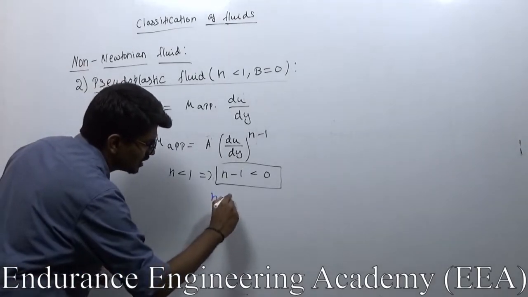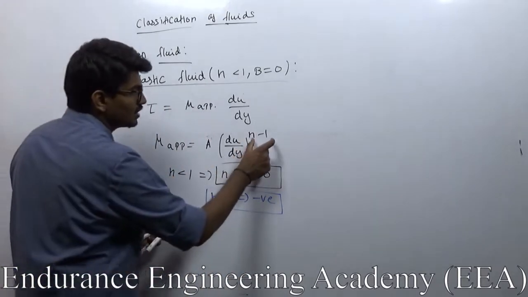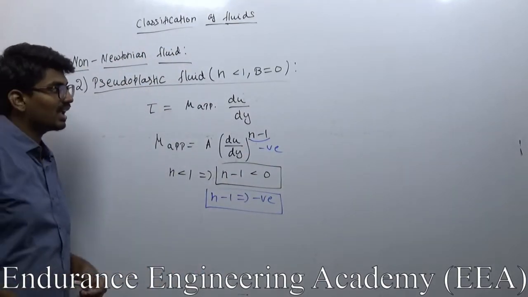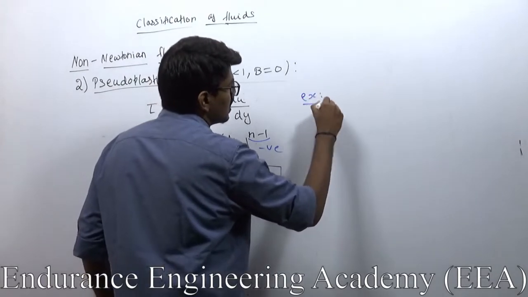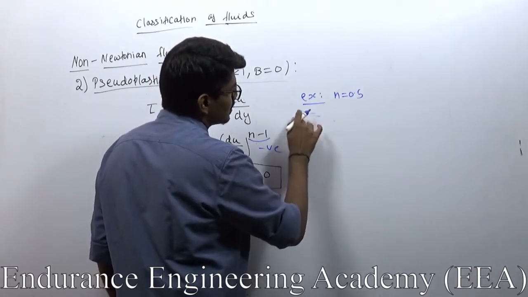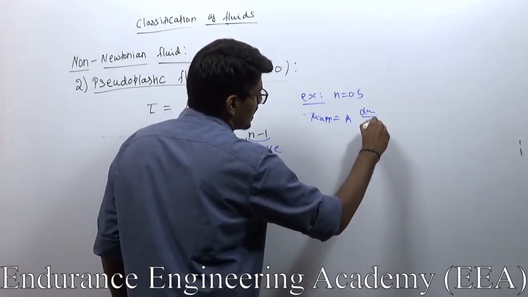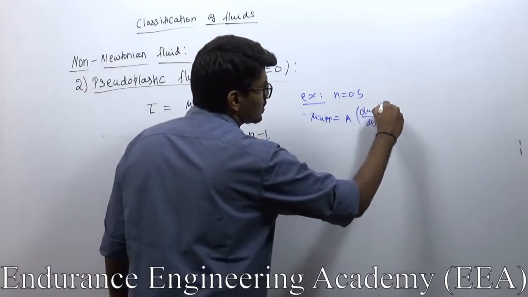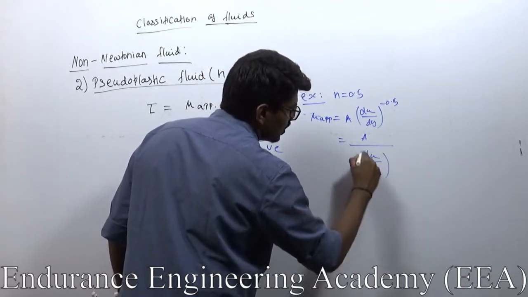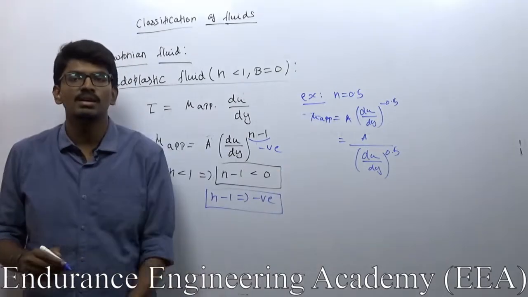See, n minus 1 is becoming negative, which means the exponent is negative, right? For example, I will take n value as 0.5. Then what happens to mu apparent? For example, mu apparent is equal to a into du by dy whole power 0.5 minus 1, which will be minus 0.5, which is equal to a by du by dy whole power 0.5. So I can bring it to the denominator, and it will become plus.